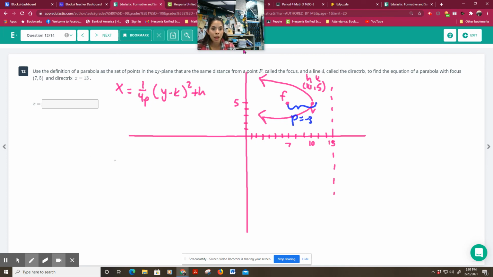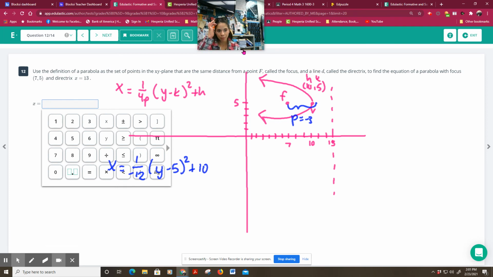So we have x equals 1/4 times -3, which is -12. So we're going to make sure to throw that negative out front, times (y minus the k, which is 5) quantity squared, plus the h, which is 10. So that is what we're going to type in there. x equals -1 divided by 12, and then scroll over to get out of there. Times the quantity y minus 5, close the quantity and square it, plus 10.